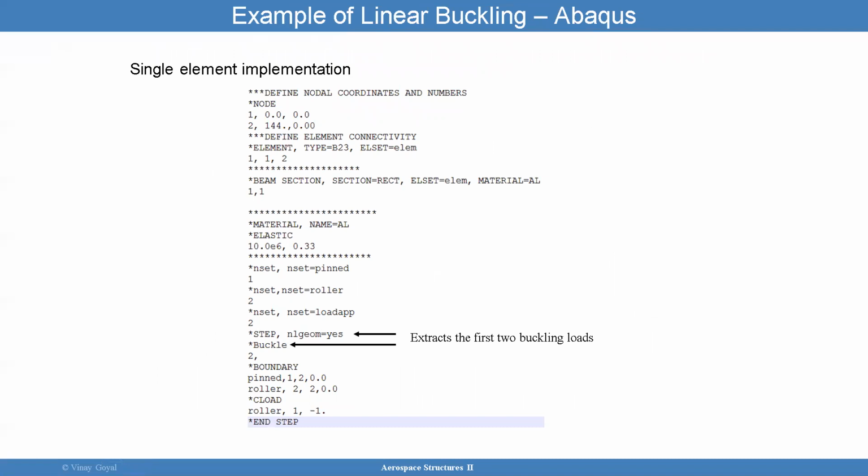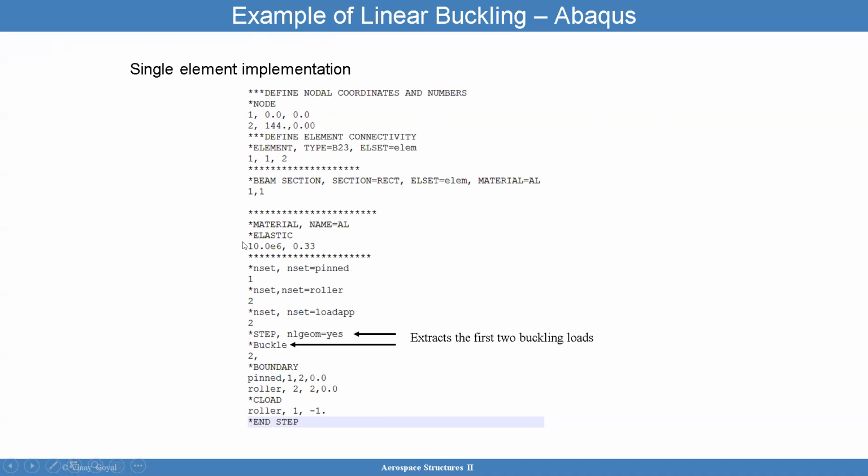In Abaqus, the way it works for a linear buckling solution is you will invoke the buckle command. If you do this, I put 2 there, it's going to extract the first 2 buckling loads. So that's how it works.